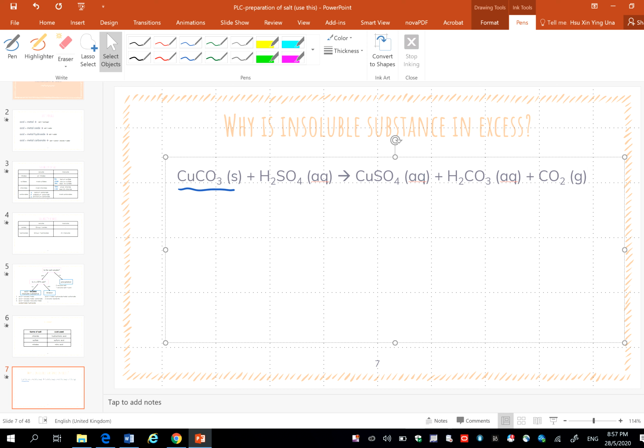Why do I not want to make sure that the acid is in excess instead? Okay, because pay attention to the state symbols. For the acid, it's aqueous. The copper 2 sulfate is also aqueous. If you have two soluble substances together, it'll be actually more challenging to remove them. So therefore we choose to make sure that the insoluble substance is in excess so that I can do filtration to remove it later on. So the purpose of step 1 is to add the insoluble copper 2 carbonate in excess to ensure that all acid has been reacted.